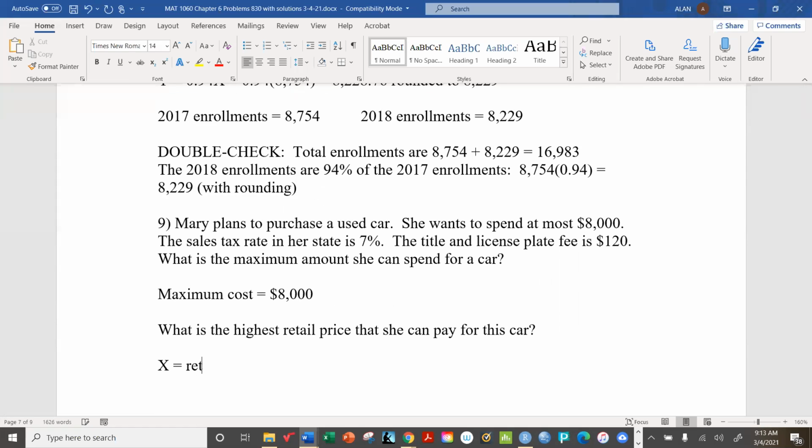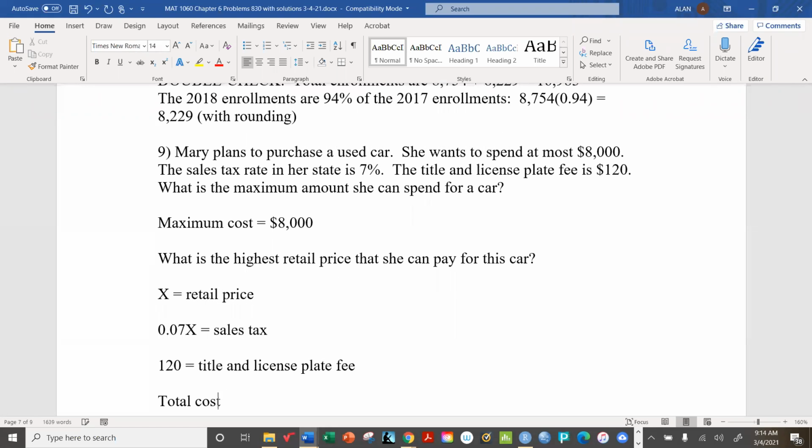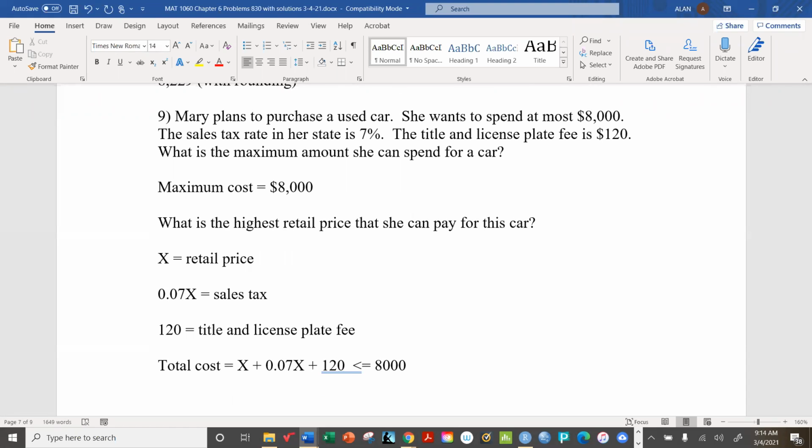Well, if X is the retail price, the sales tax is 0.07X, and 120 is the license, title, and license plate fee. So the total cost is X plus 0.07X plus 120. And so this cannot exceed $8,000. So therefore, we can write this, okay? It can go below, but it can't go above. So it's actually an inequality then.